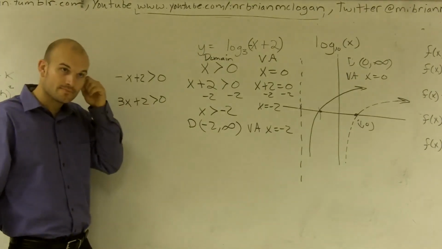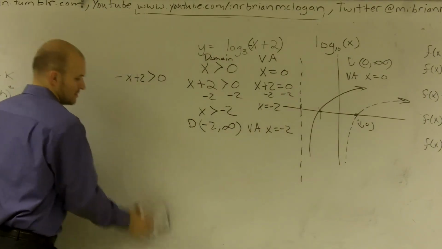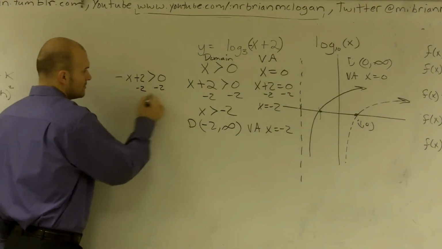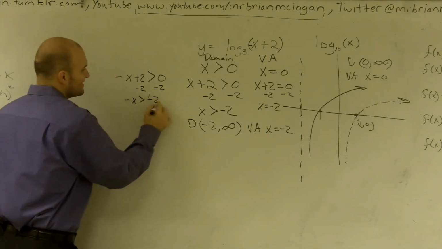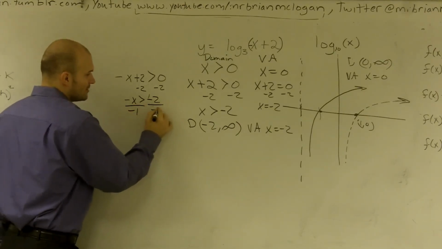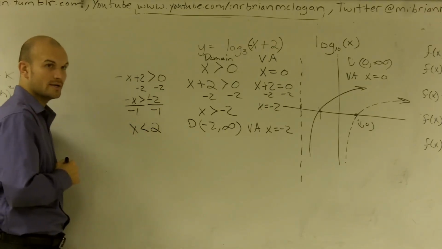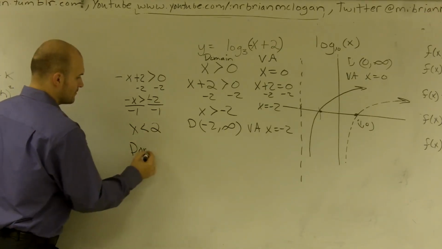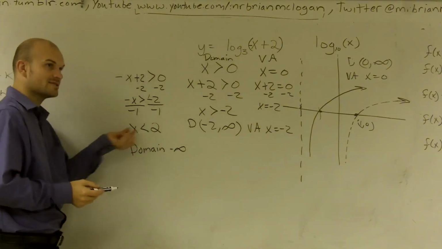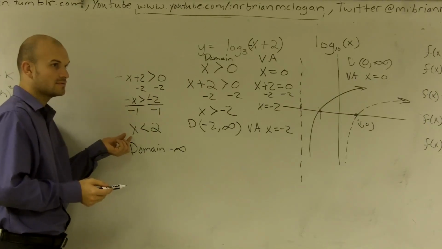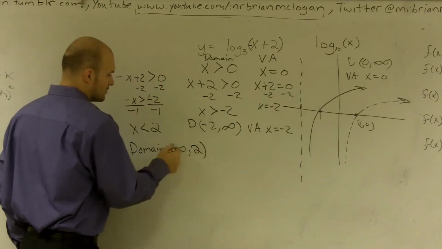How would you write it though? Okay, well I have this, right? Then you have to solve for x. So here I would subtract 2. I get negative x is greater than 0. I divide by negative 1, so x is now less than 2, right? So my domain would be from negative infinity, because it's all values less than 2, all the way up to 2. So that would be my domain.